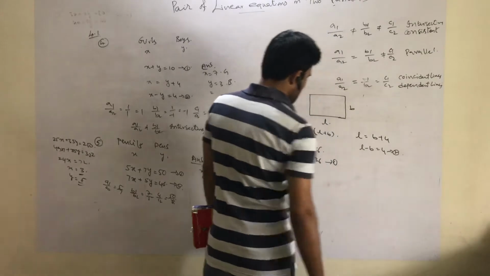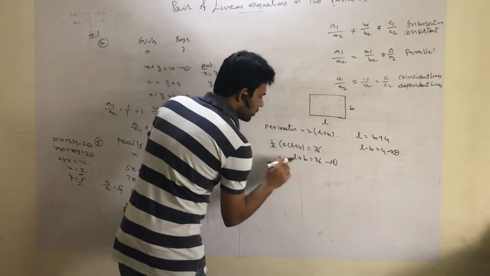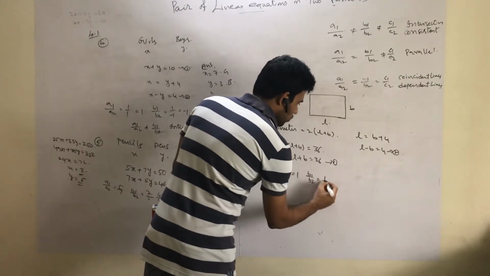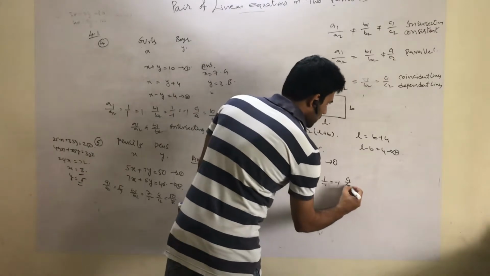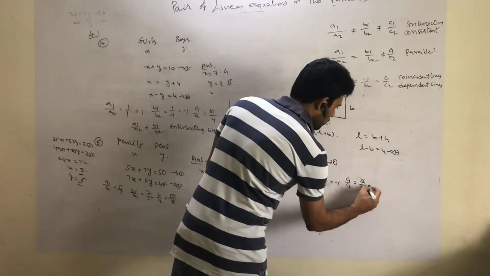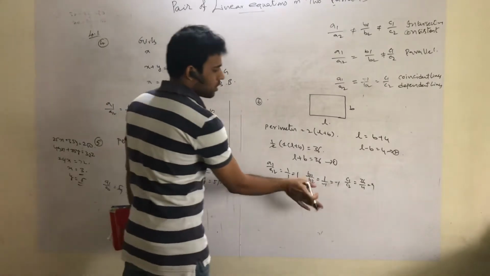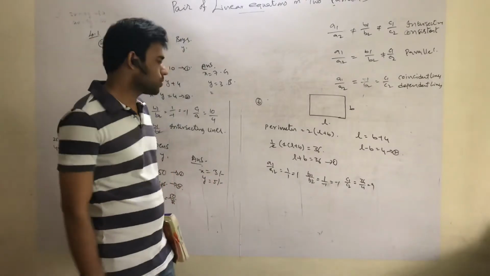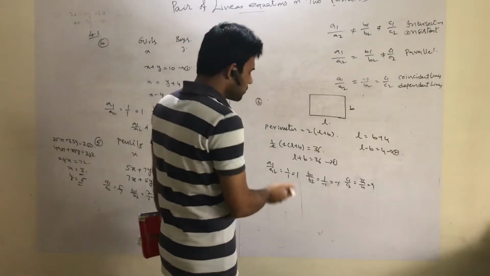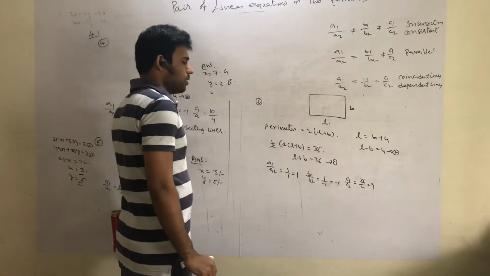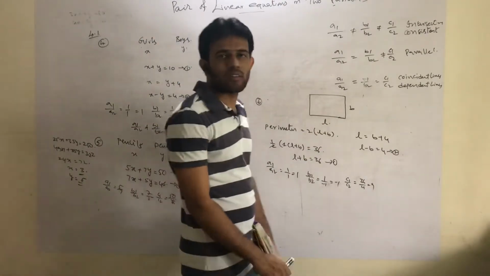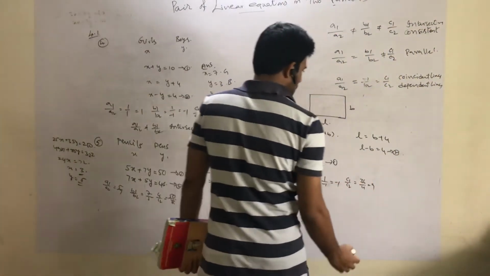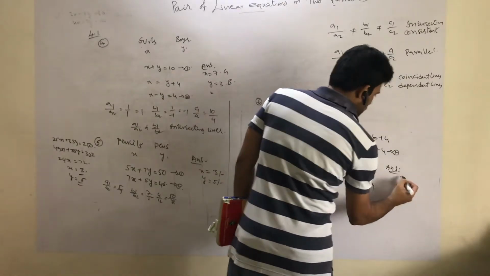You can quickly calculate A1 by A2, which is 1 by 1, which is 1. B1 by B2 is 1 by minus 1, which is minus 1. And C1 by C2 is 36 by 4, which is 9. So A1 by A2 is not equal to B1 by B2, because it is 1 and minus 1. So they are intersecting lines and they have a common point. You solve these two equations using the graphical method and you will get an intersecting point. I can quickly give you the answer for this.